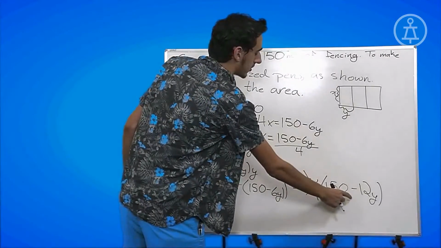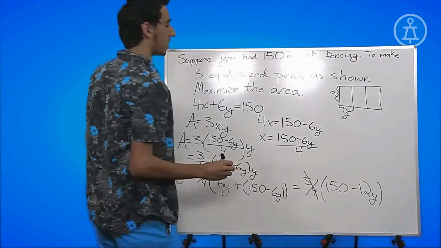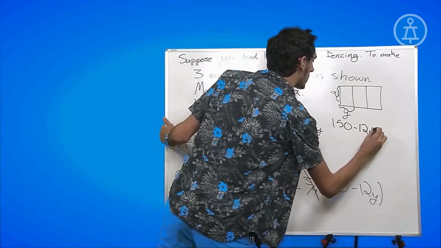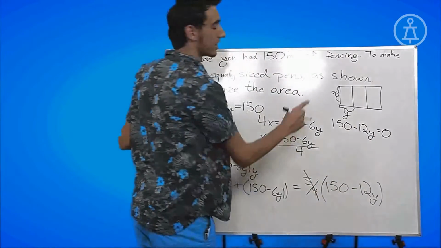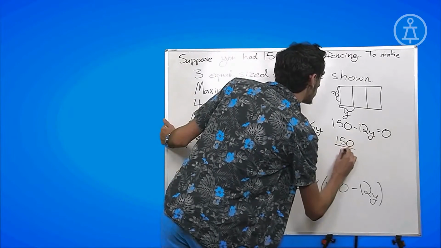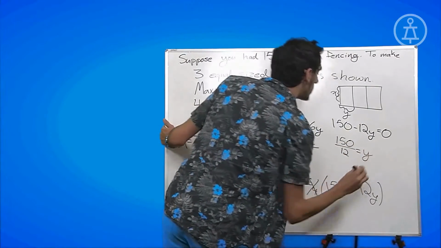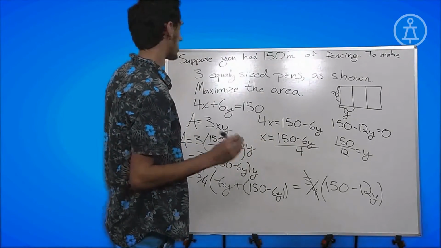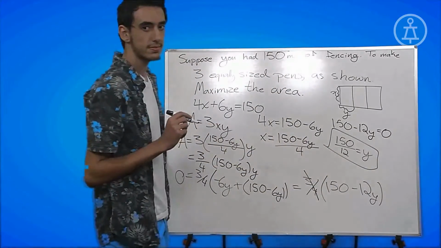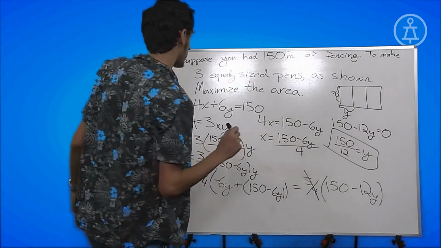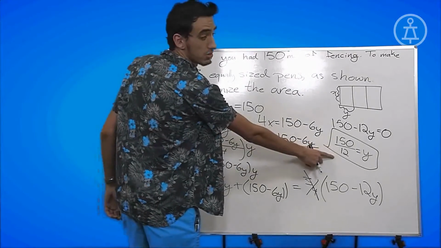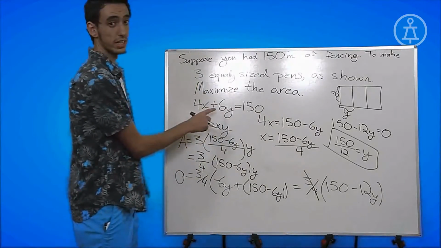Now we just have to solve 150 minus 12y equals 0. Add the 12y over and then divide. So we're going to get 150 over 12 equals y. And that would be the answer for y. Okay. Now I need to solve for x. So I'm going to take the 150 divided by 12, and I'm going to plug it in for y here.